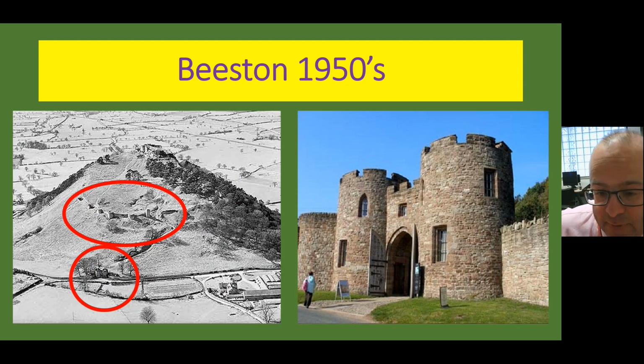In the 1950s, you can see something else that's quite important. Some of the D-shaped towers of the castle are still visible. But at the base of the hill that Beeston is on, you can see a new set of towers, a bit like the original gatehouse at the top of the hill. That's now the ticket office.